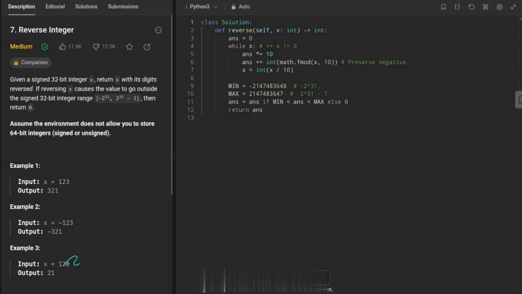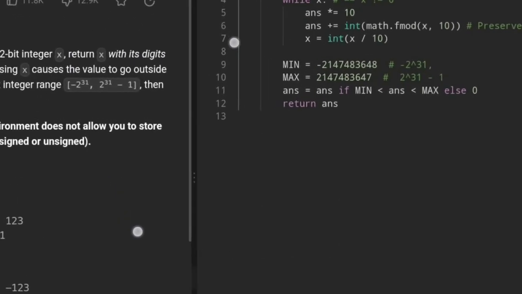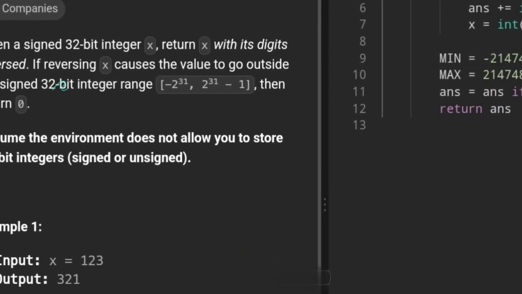We get plus 120, reverse it to 21, because the leading zero does not affect the number. Also, they have an edge case that if at a certain point you reach beyond the capacity of an integer, 2 to the power of 31 minus 1, then just return a 0. So we would need to refer to this edge case.